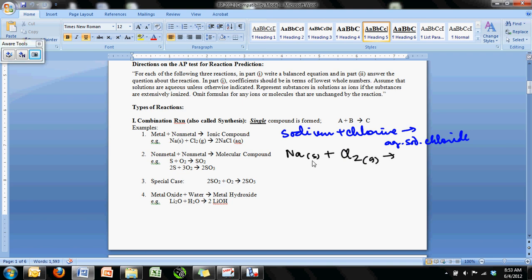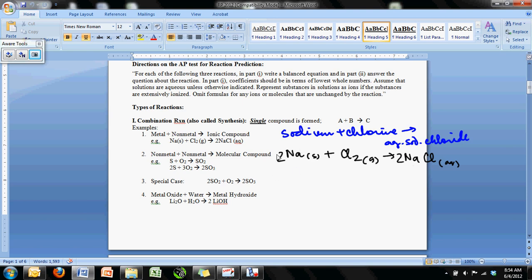And when sodium and chlorine combine together, they'll form an ionic compound, sodium chloride. And how do you figure out what subscript should go here? These are the charges. Chloride forms -1 and sodium forms +1, so it's NaCl. Now let's balance it. You put a 2 here and a 2 here.